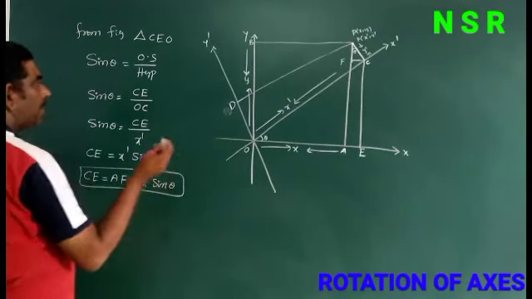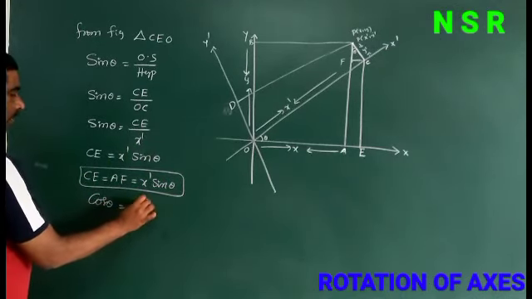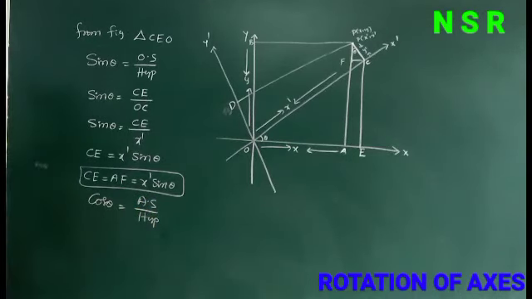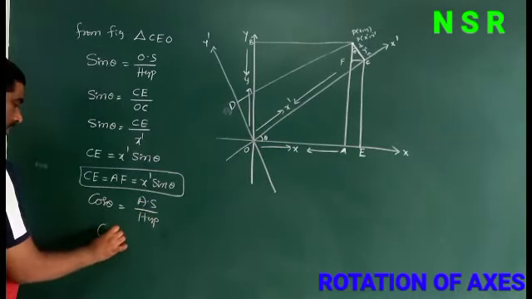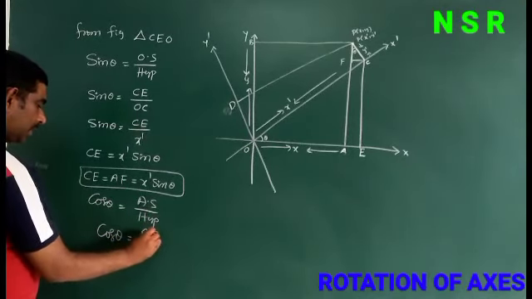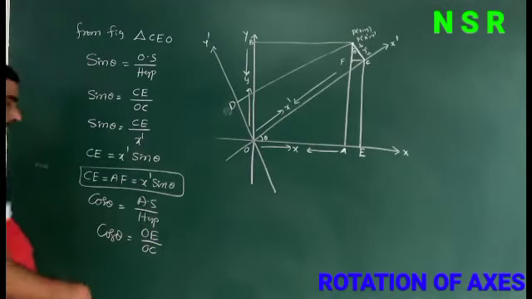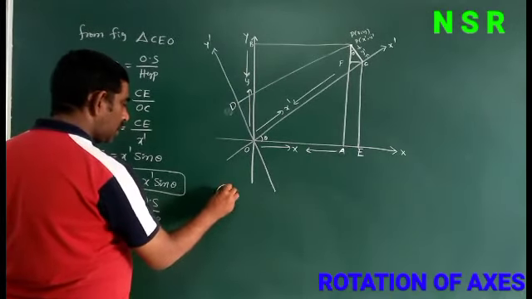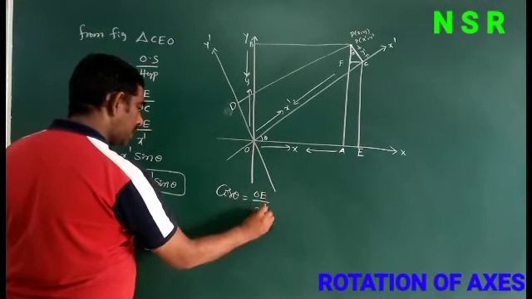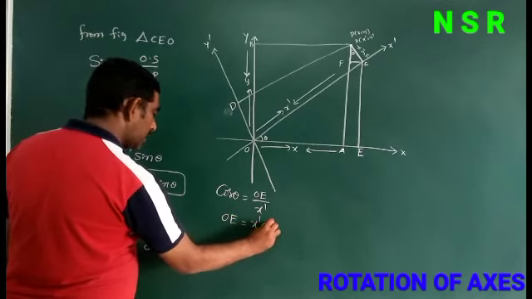Next, in the same triangle, apply cos theta, which is adjacent side by hypotenuse. Here the adjacent side is OE and the hypotenuse is OC, whose value is x dash. So cos theta is equal to OE by x dash, and OE is equal to x dash cos theta.